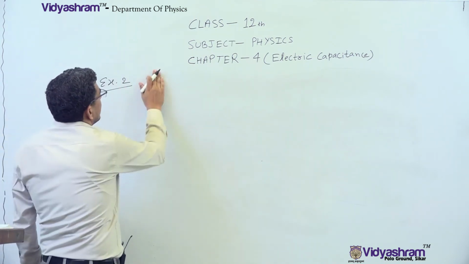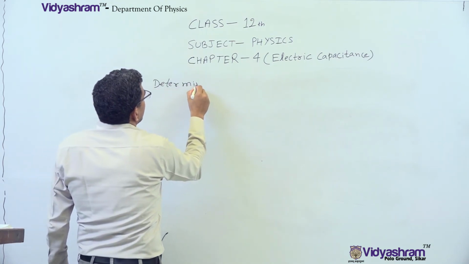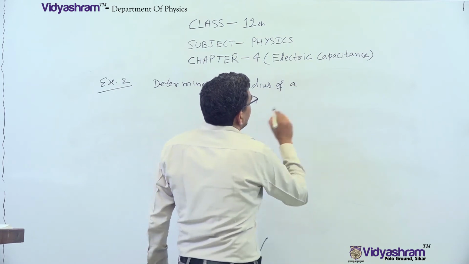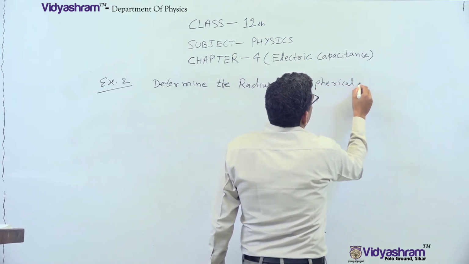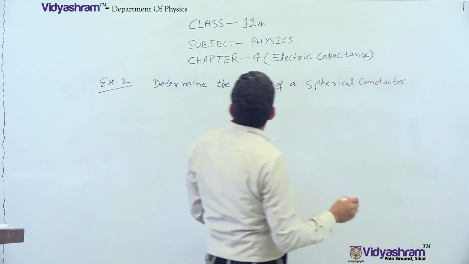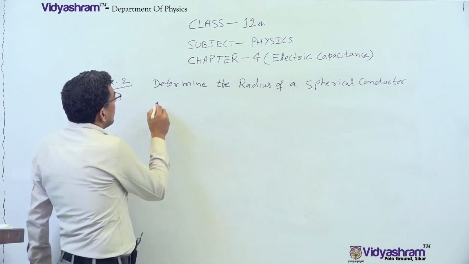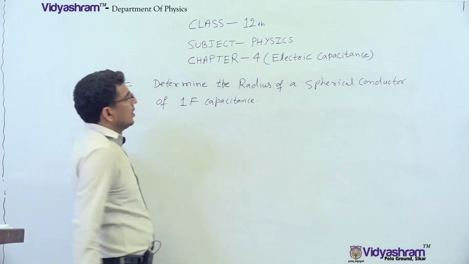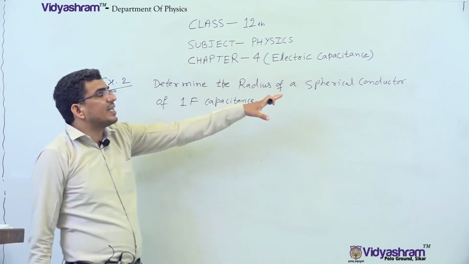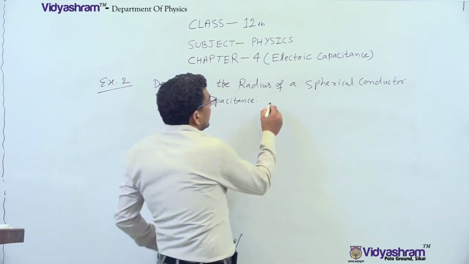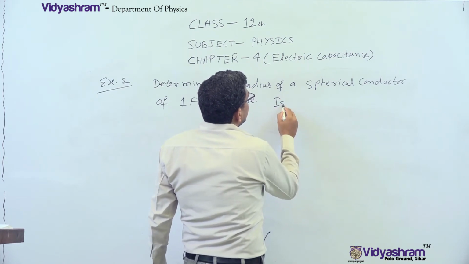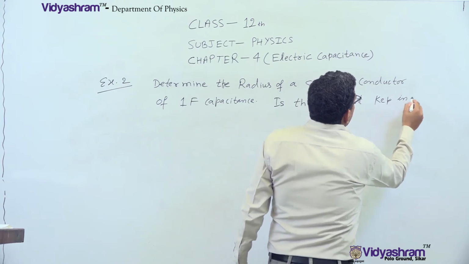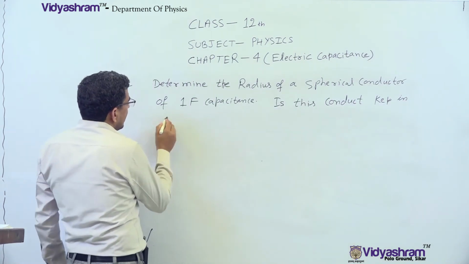Example 2. Determine the radius of a spherical conductor of 1 farad capacitance. Is this conductor kept in an almirah?